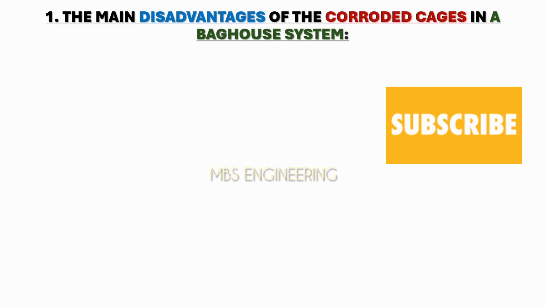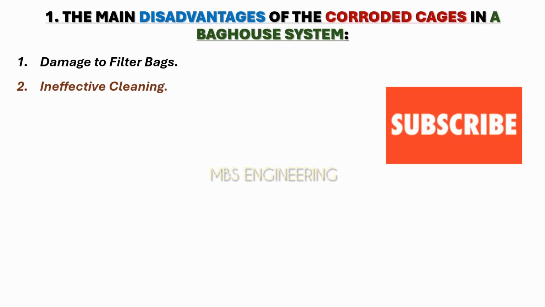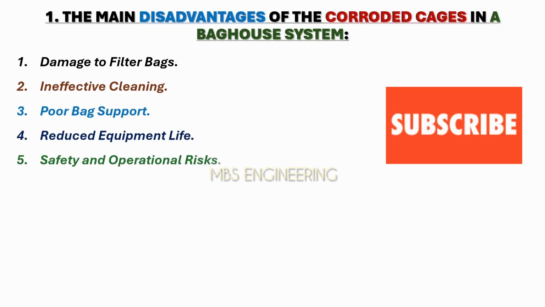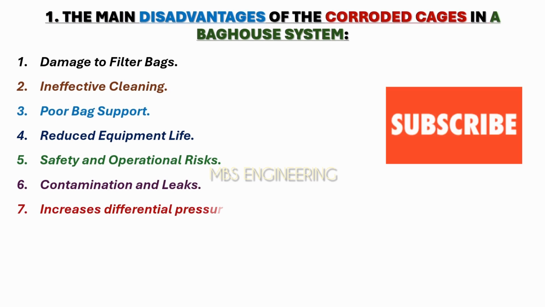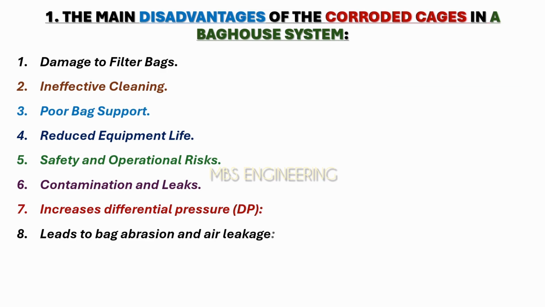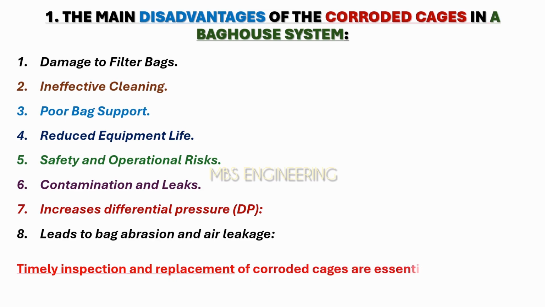Corroded cages can lead to several operational and maintenance issues in a bag filter system. It causes damage to filter bags. It causes ineffective cleaning. It causes poor bag support. It causes reduced equipment life. It causes safety and operational risks. It causes contamination and leaks. It causes increased differential pressure, DP. It leads to bag abrasion and air leakage. Timely inspection and replacement of corroded cages are essential to maintain stable operation.